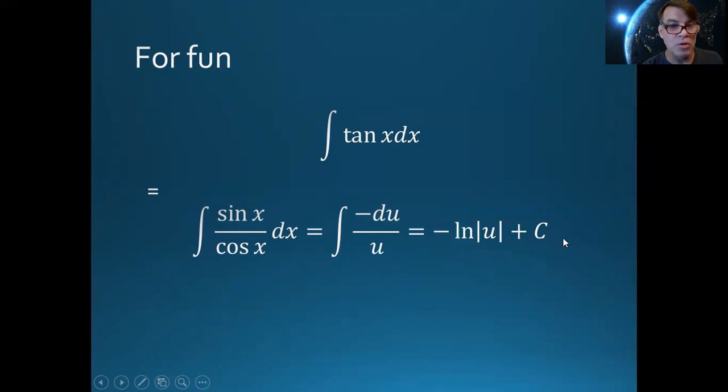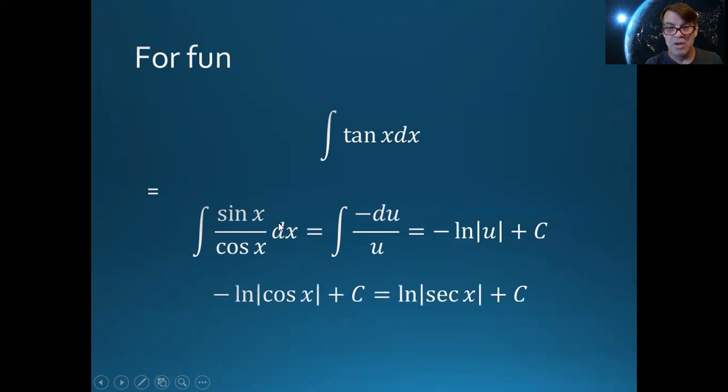Okay, now what was u? We made cosine of x be u. So we can substitute the cosine of x back in, and we've got that the integral of the tangent of x dx equals the negative natural logarithm of the absolute value of the cosine of x plus a constant.